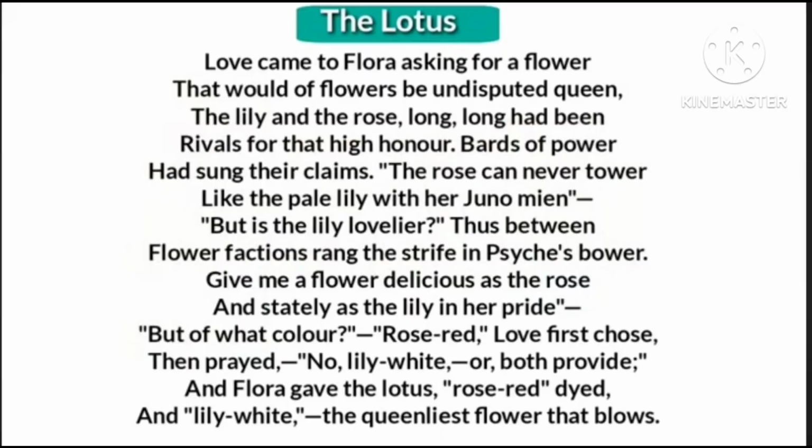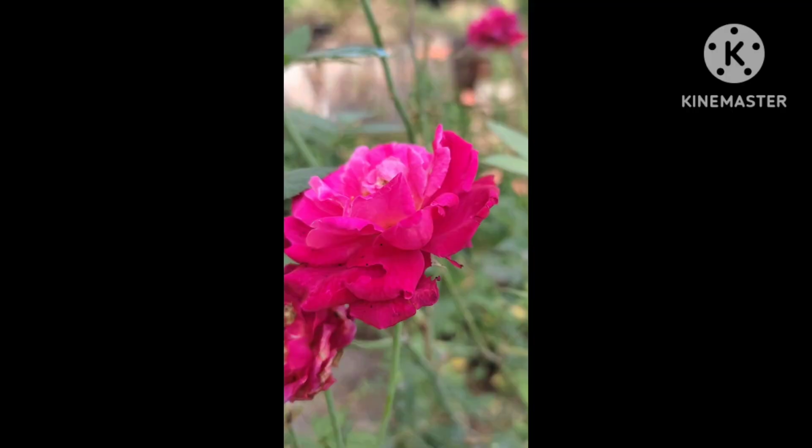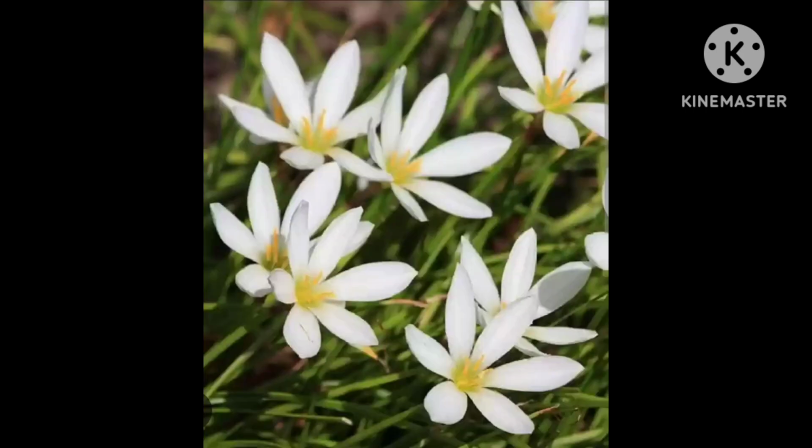In terms of form, The Lotus is a Petrarchan sonnet, 14 lines of poem. The first 8 lines of the poem are the octave and the last 6 lines are the sestet, with their rhyme scheme. The octave develops the backstory of Love approaching Flora, and it also gives us the backstory of the conflict between the rose and the lily.